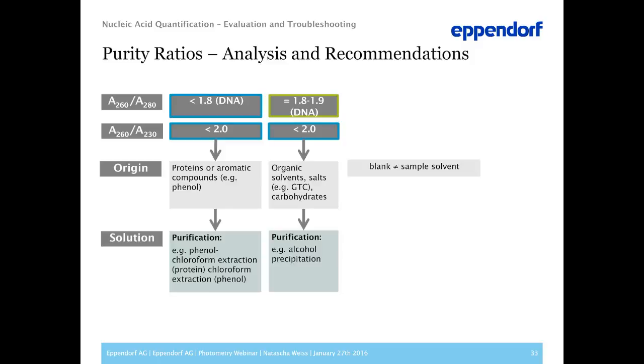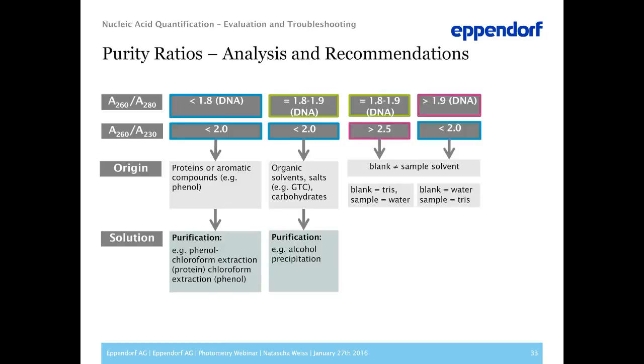Different effects are seen if the blank and sample solvents are not the same. If the blank consists of tris buffer and DNA was solved in water, a strong increase of the ratio A260 to A230 is seen. The other way around will show a slight increase of 260 to 280, whereas A260 to A230 is too low. In order to achieve reasonable results, same solutions have to be used. If the sample solvent is not known, it may be required to precipitate and resolve the sample.